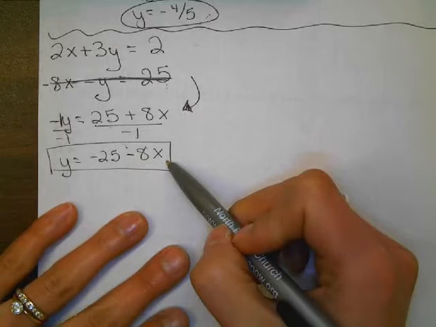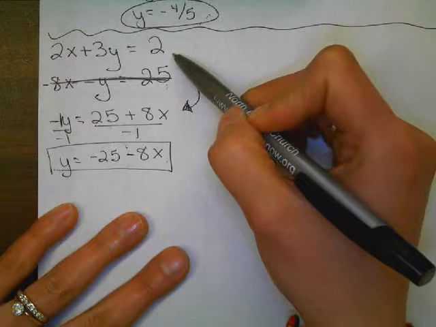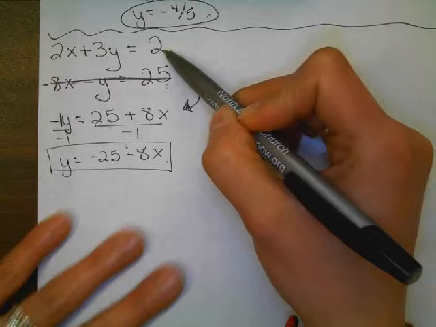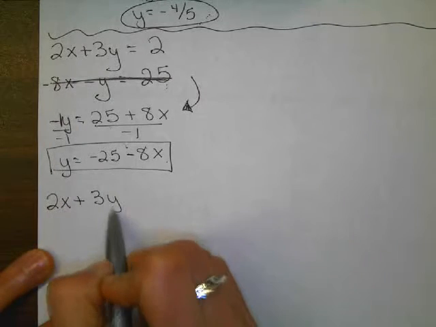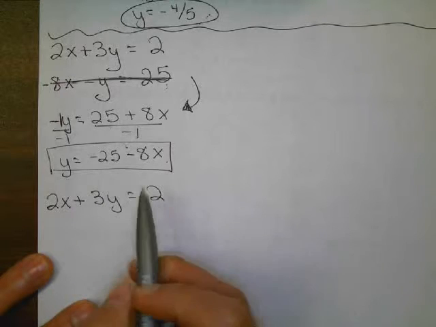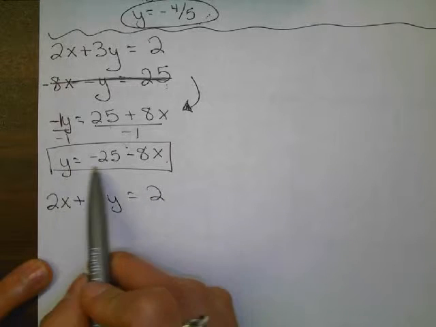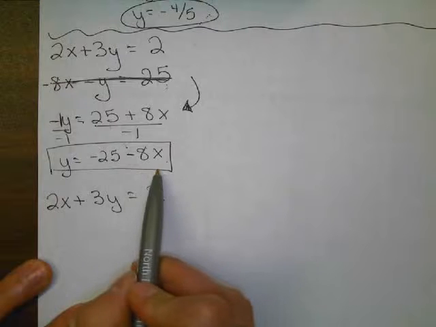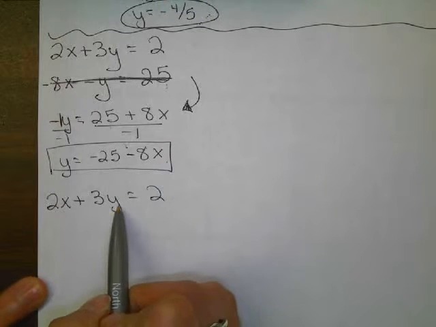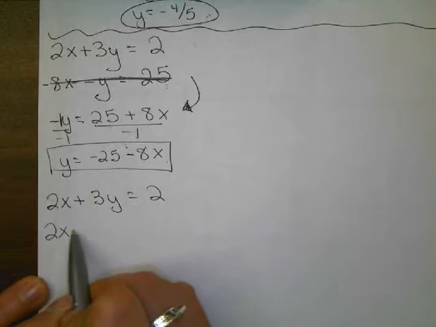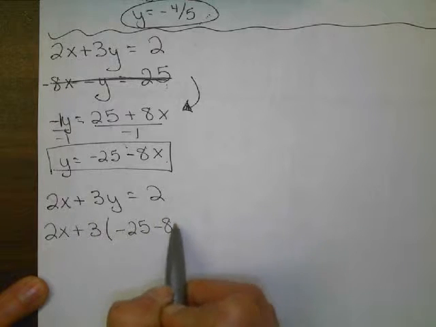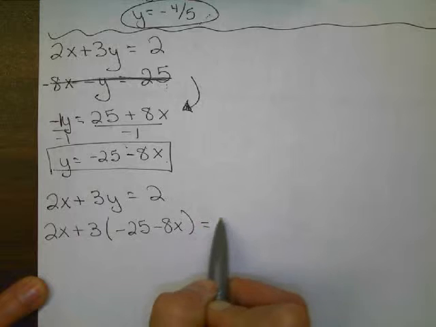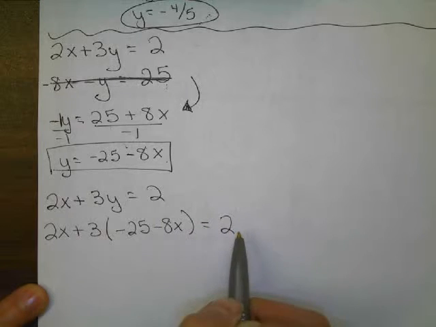And since I figured out what y is, now I substitute it back into the other one. So I need to use this other equation of 2x plus 3y equals 2. Again, I know what y is. I solved it. It's negative 25 minus 8x. So I'm going to plug that in for y. So I have 2x plus 3 times (negative 25 minus 8x). And that's going to equal 2.